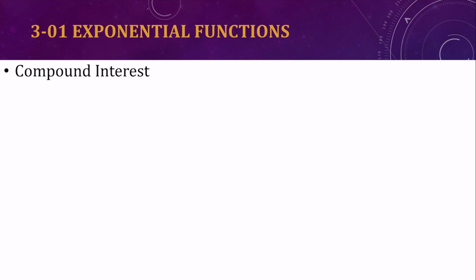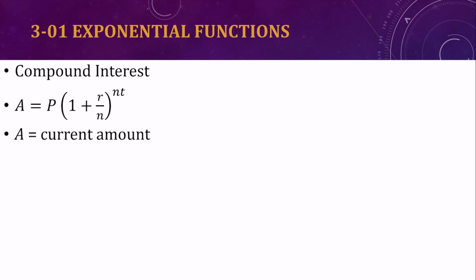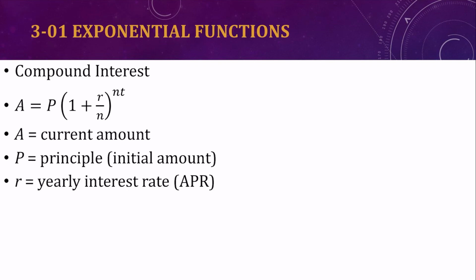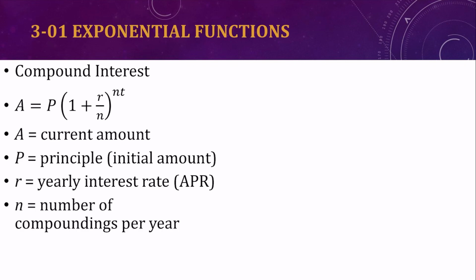There are some applications involving exponential functions. First one that we're going to look at is compound interest. That's the formula for it, where A is the current amount and P is the principal, which is the initial amount. So we're talking about money. So we put money into an account or borrow money from an account. R is the yearly interest rate, otherwise known as APR, annual percentage rate, as a decimal. N is the number of compoundings per year.